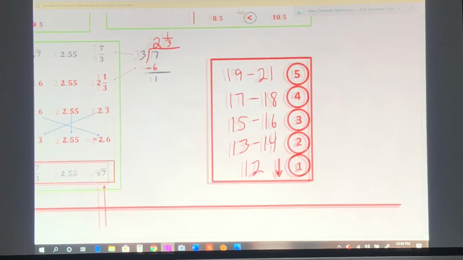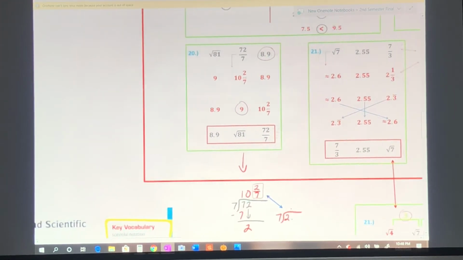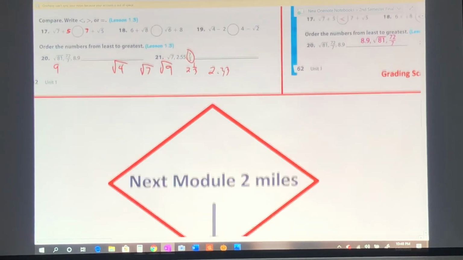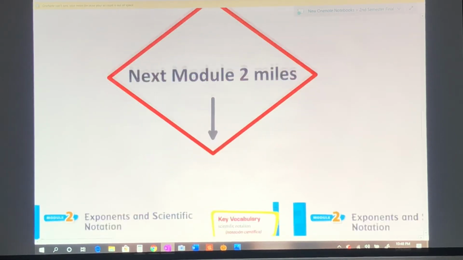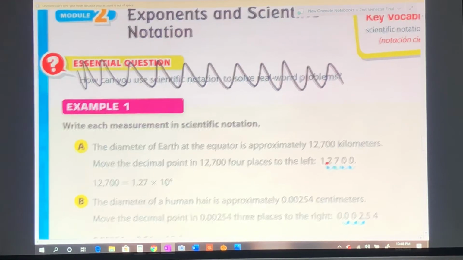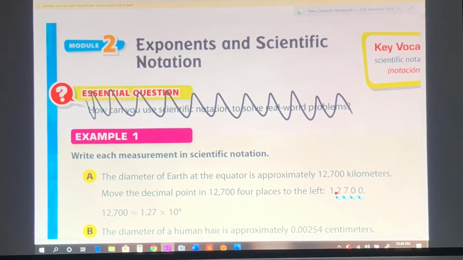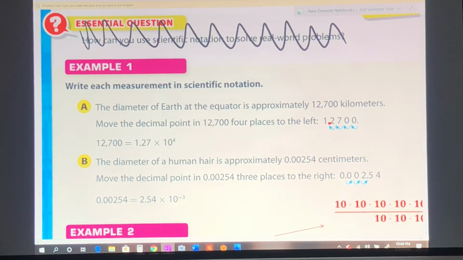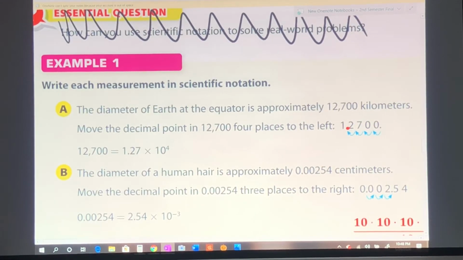Okay, let's go to the next part of this. This is review that we're doing, right? Next module. So this is a review of module 2, exponents and scientific notation. We did some of this, we had to move on, and we didn't get to spend enough time on it, but let's do some stuff now.